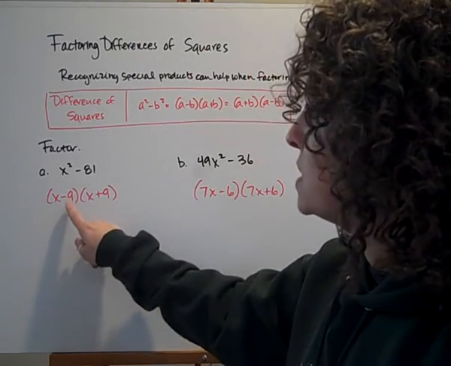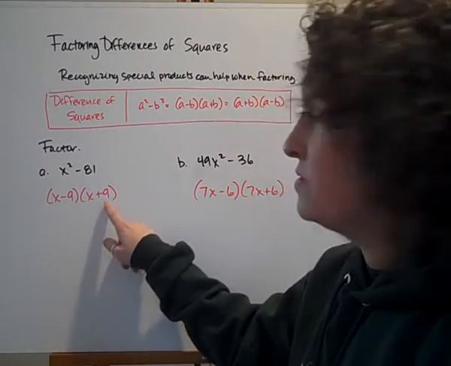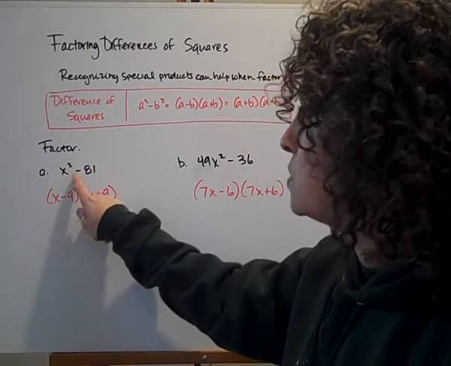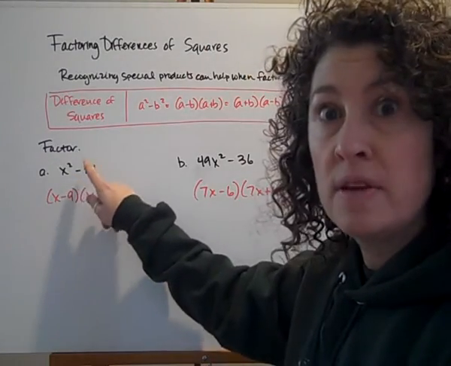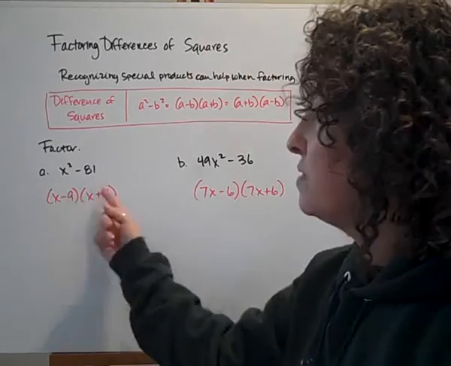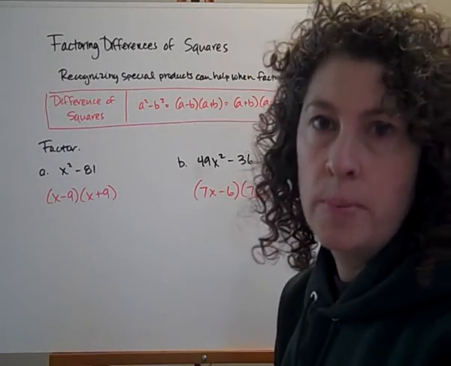Again, the reason that this works is my negative 9 times my positive 9 will give me that negative 81. If this was a positive in here, that would be positive 81. I would have to do a positive times a positive. This is clearly not the factors for that type of a binomial.